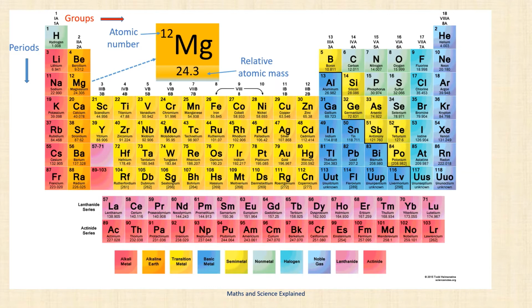The blue section on the right contains the non-metals, most of which have low melting and boiling points. When non-metals are in a solid state, they are usually brittle. Apart from graphite, which is a form of carbon, they are poor conductors of heat and electricity.